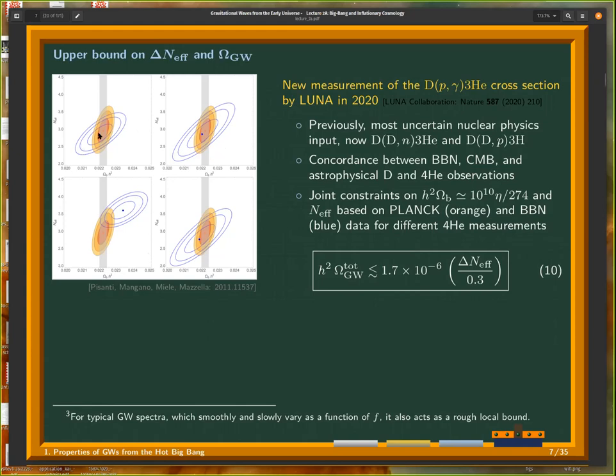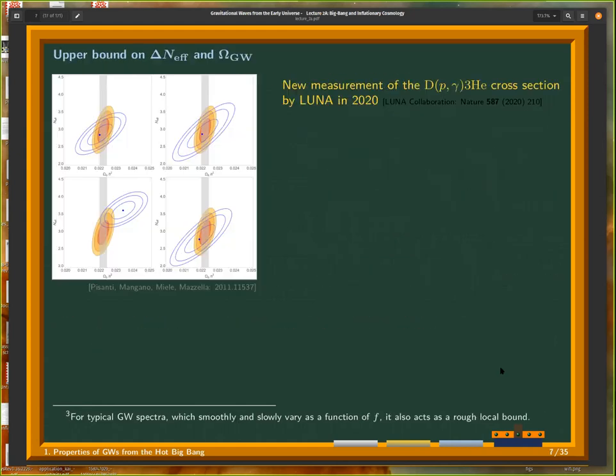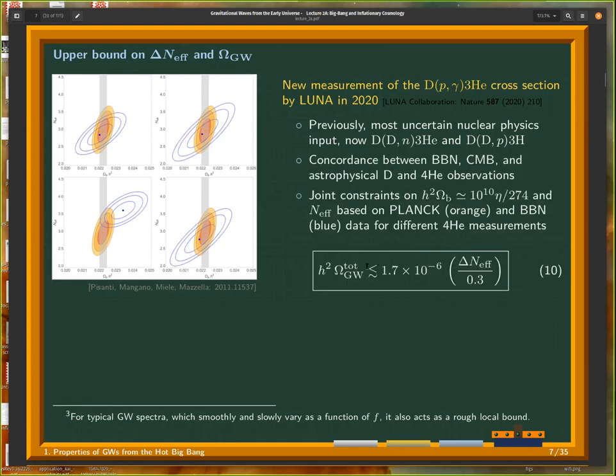And then you see that we have tight constraints on both parameters. In particular, N effective cannot deviate too much from the standard model prediction, which was 3.04. So from this plot, you can read off that typically N effective can maybe vary by 0.3 or maybe up to 0.4 within these uncertainties around the standard model value. So I can take this benchmark value of 0.3, and plug it into this relation.